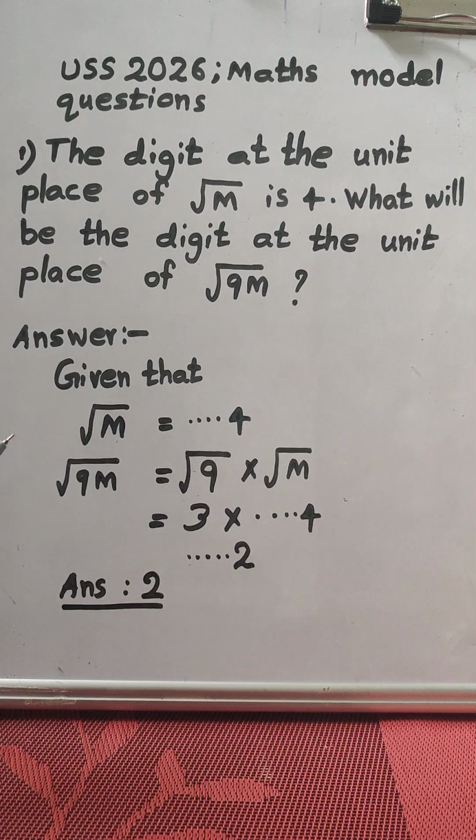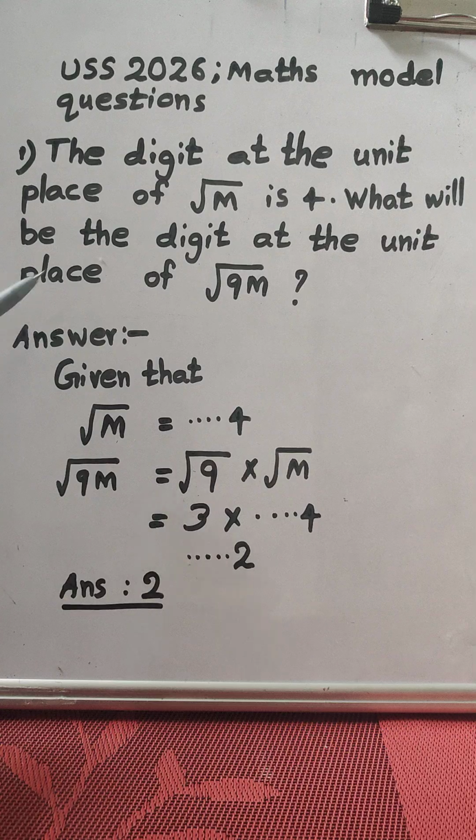Answer. Given that square root of m is equal to a number with the place value 1 is 4. Place value 1 is 4.